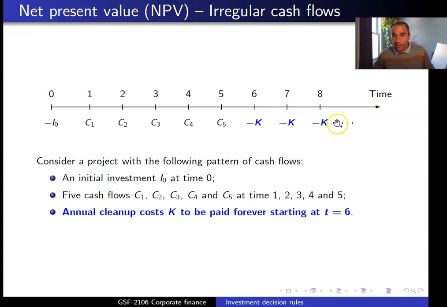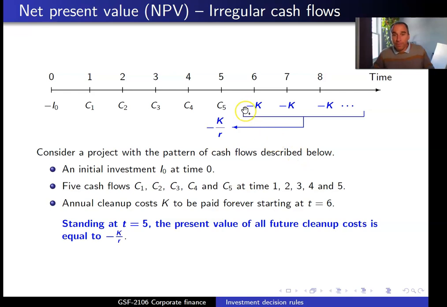So from time 6 and on, the company has to pay K just to maintain the field, to clean up, to rearrange whatever space it used. Assume for now that K will be paid forever. If K is paid forever, it's a constant amount, a perpetuity starting at time 6. Well, the present value of all the K's to be paid from time 6 and after, as of time 5, is K divided by R. That's the present value of a constant perpetuity.